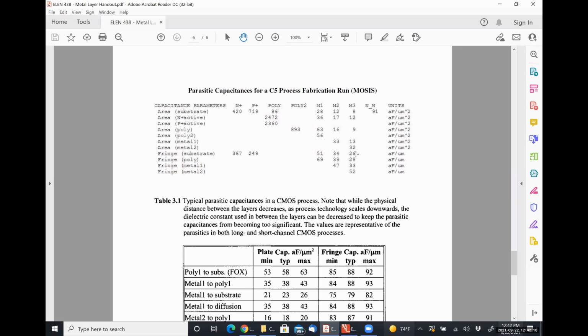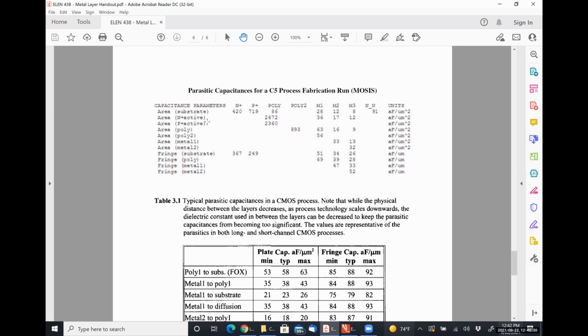I think on your exam problems, I give you something similar to this where you're told that you can place poly 2 in a region that isn't overlapping poly 1. And I give you a value for that. But anyway, this is a very, very important table for the capacitances and all that kind of stuff.